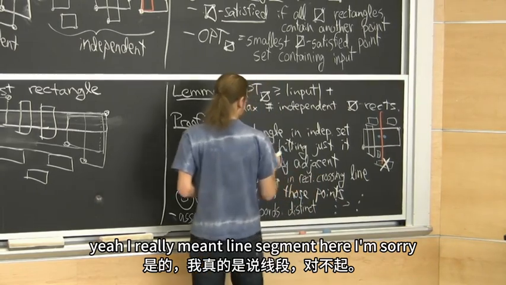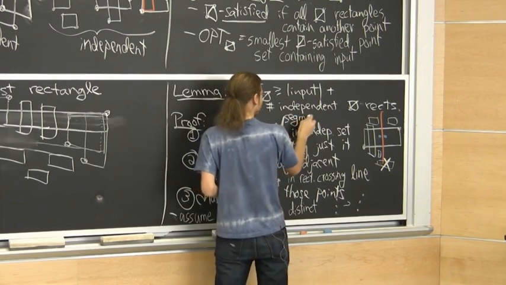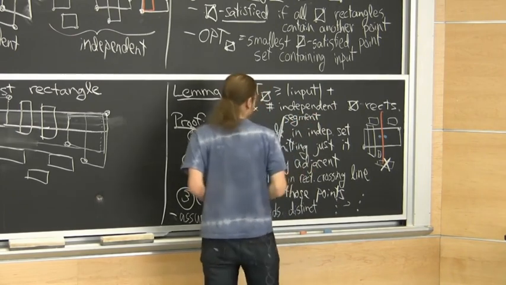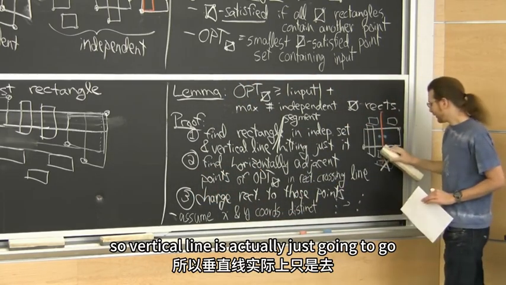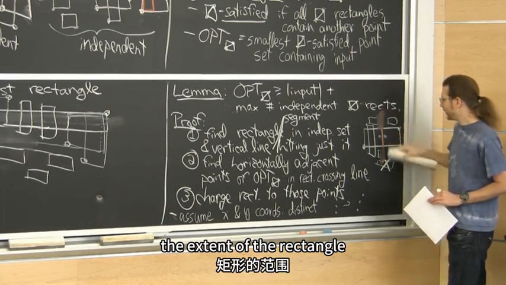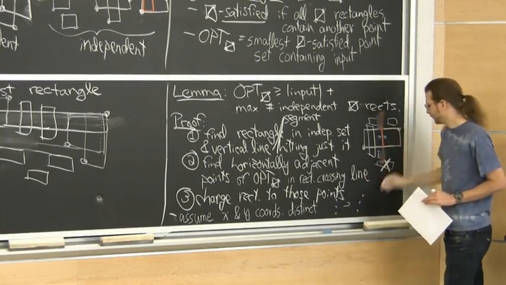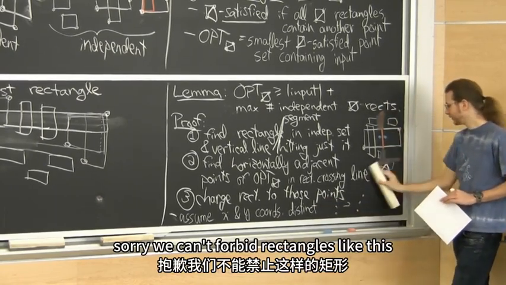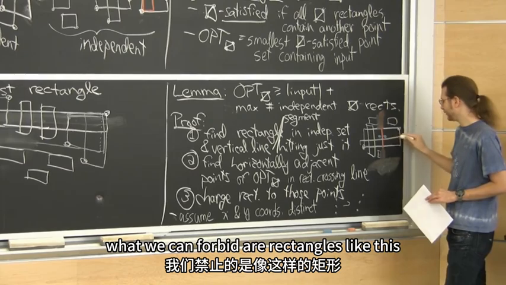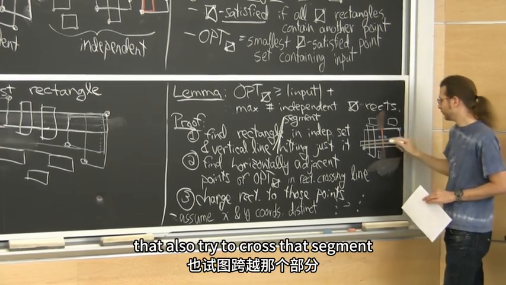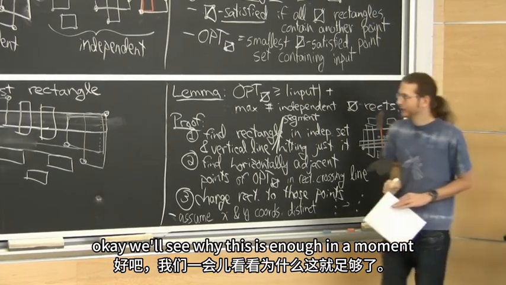Yeah, I really meant line segment here. I'm sorry. Poor choice of wording. So vertical line is actually just going to go the extent of the rectangle. Something like this. Sorry. We can't forbid rectangles like this. What we can forbid are rectangles like this that also try to cross that segment. Okay, we'll see why this is enough in a moment.